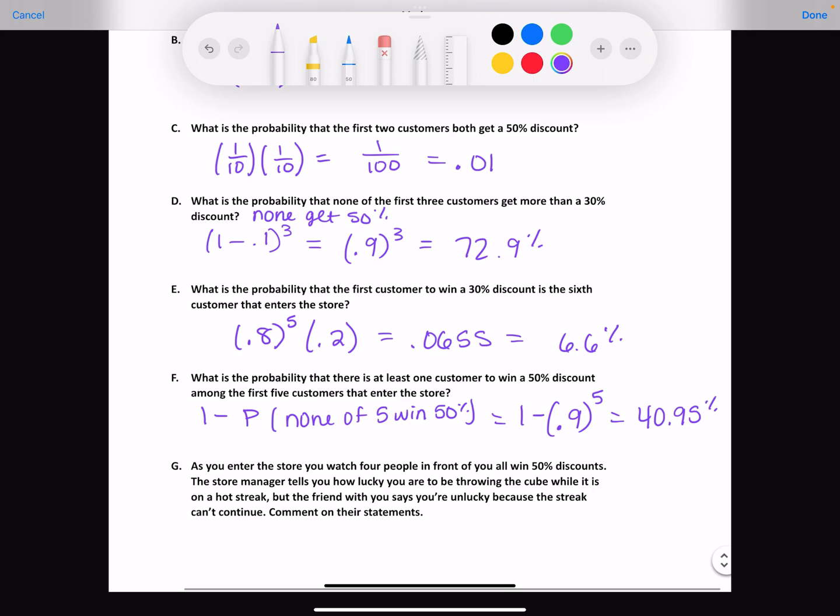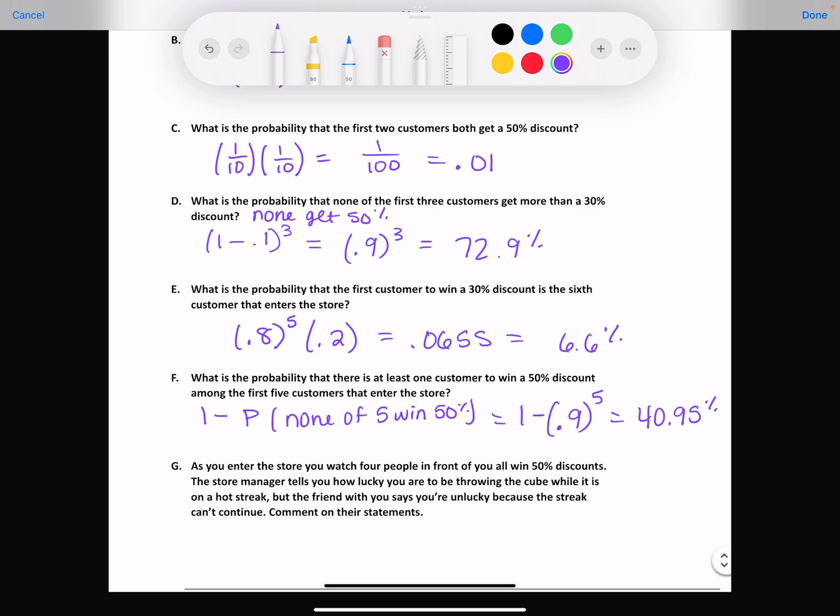All right, and then the last one, just because we're pushing it on time here. As you enter the store, you watch 4 people in front of you all win 50% discounts. The store manager tells you how lucky you are to be throwing the cube while it is on a hot streak. But the friend with you says you're unlucky because the streak can't continue. Comment on those statements.